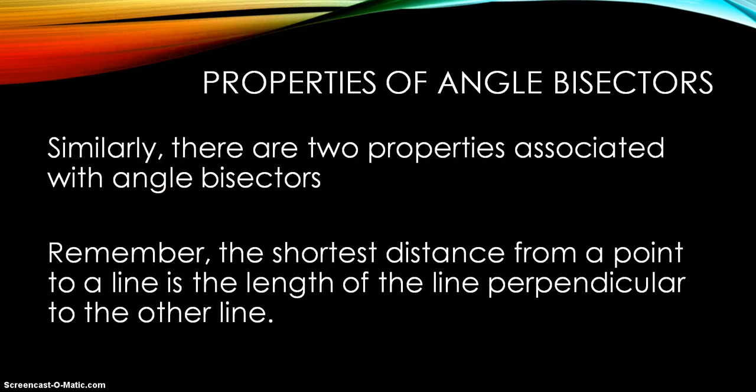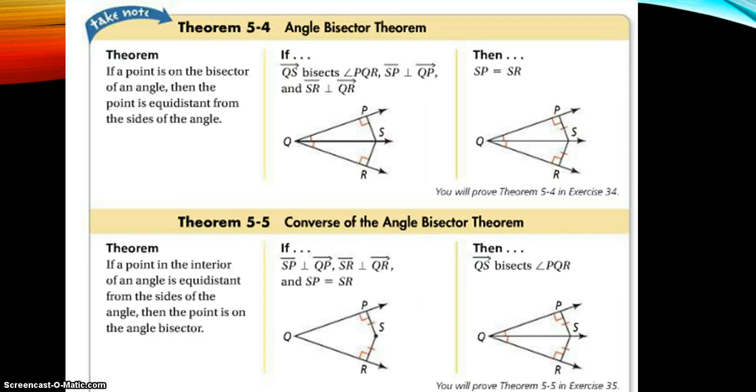So similarly, we have two properties with angle bisectors. Remember when we did before, the shortest distance from a point to a line is the length of that perpendicular to the other line. So just keep that in mind. That's what we were doing last unit when we found the distance from a point to a line. So for our angle bisector, if a point is on the bisector of an angle, then the point is equidistant from the sides of the angle.